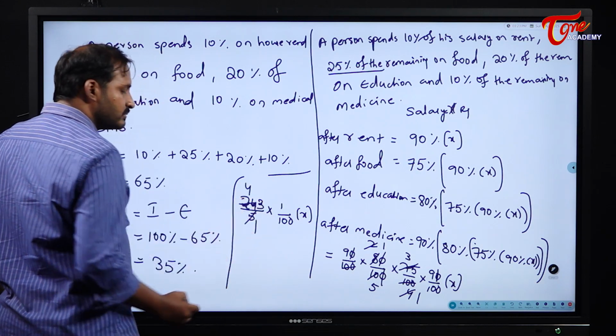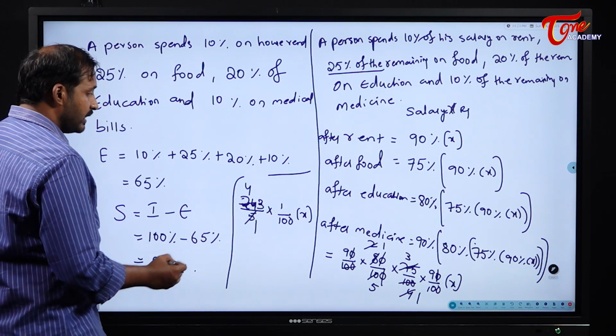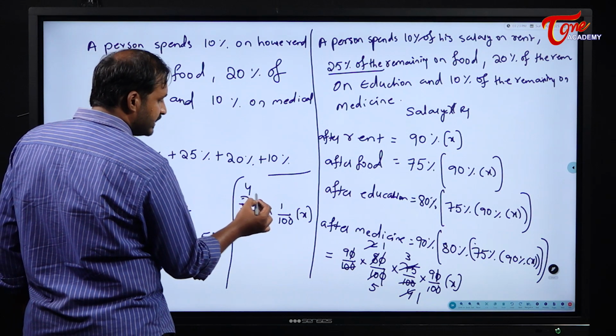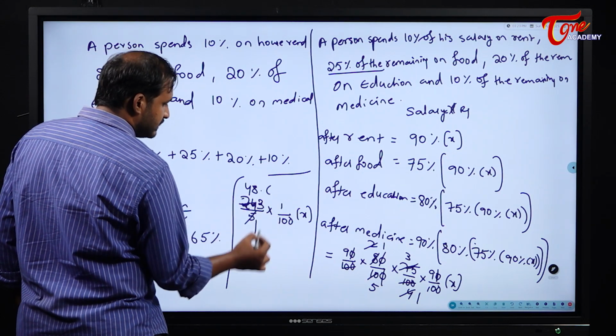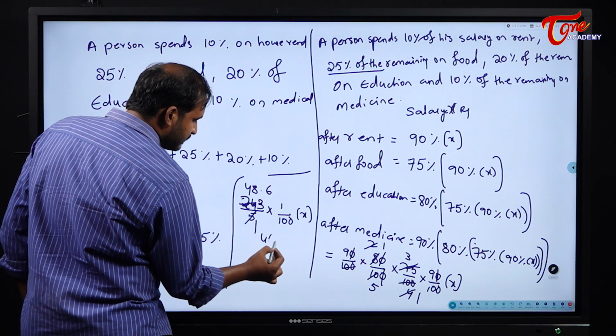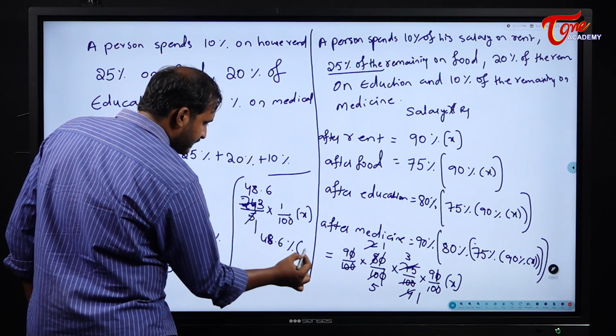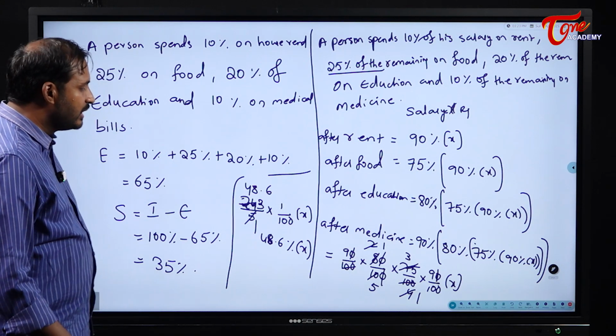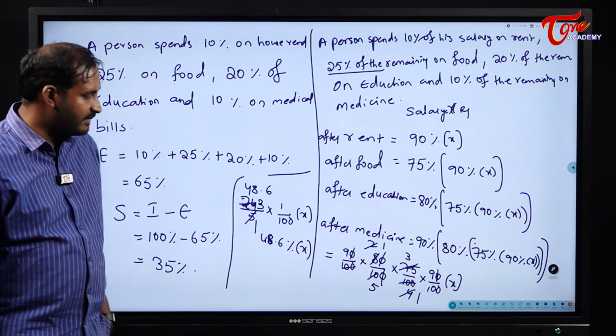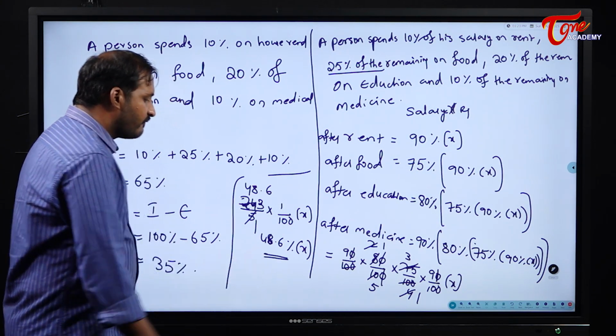So 5 4s are 20. Next 4.3, 5 8s are 0.6. That means 48.6 percentage of x. That means at last you will be left with what? 48.6 percentage. That means his savings is here how much?